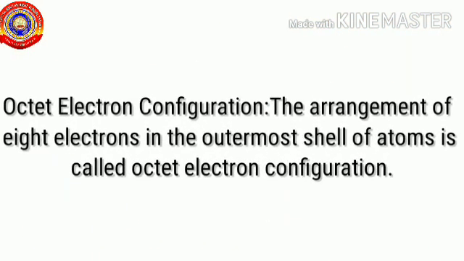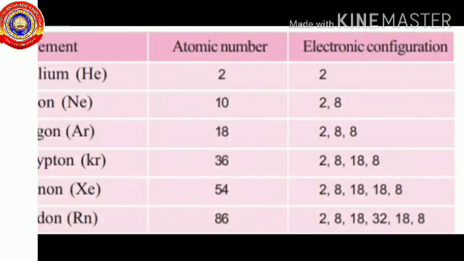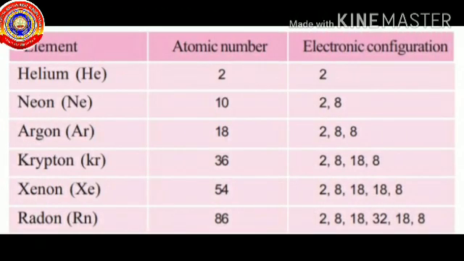In the beginning, we learned about octet electron configuration. It is an arrangement of 8 electrons in the outermost shell of an atom. This configuration is said to be very stable. Noble gases possess octet electron configuration and hence are said to be stable. Therefore, these gases do not take part in chemical reaction.